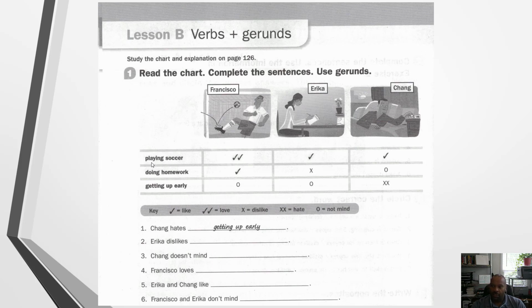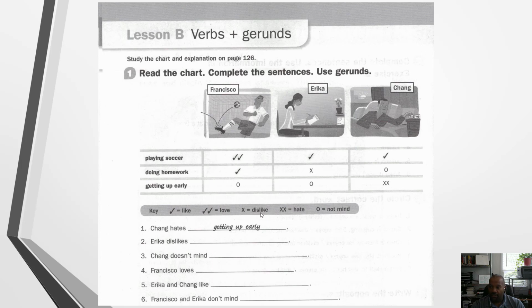So let's see what our other rows here are. Playing soccer, okay? And we have our key down here to tell us what these check marks and O's and X's are, all right? So 1 check mark equals like. So Erica likes playing soccer. 2 check marks equals love, okay? So Francisco loves playing soccer.